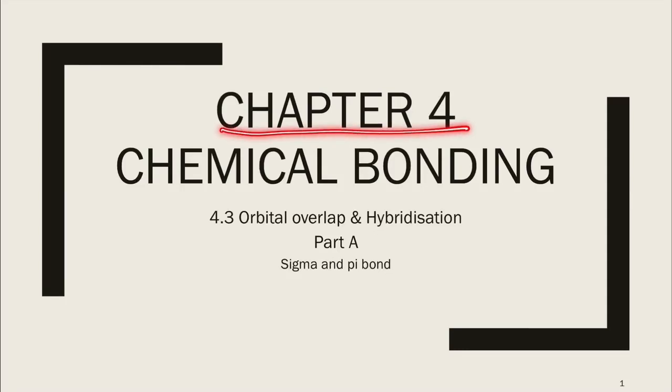This video is about 4.3 orbital overlap and hybridization part A, and in this video we will be talking about sigma and pi bond.